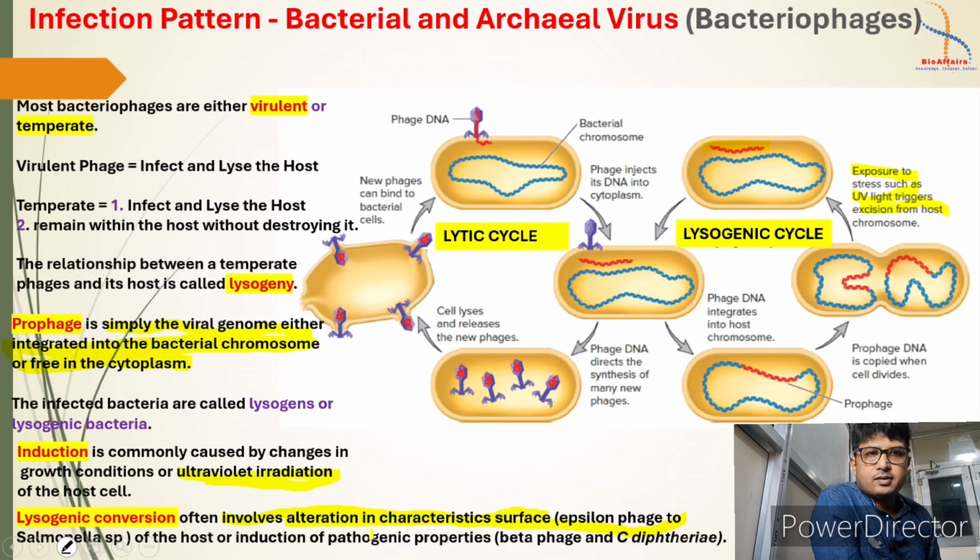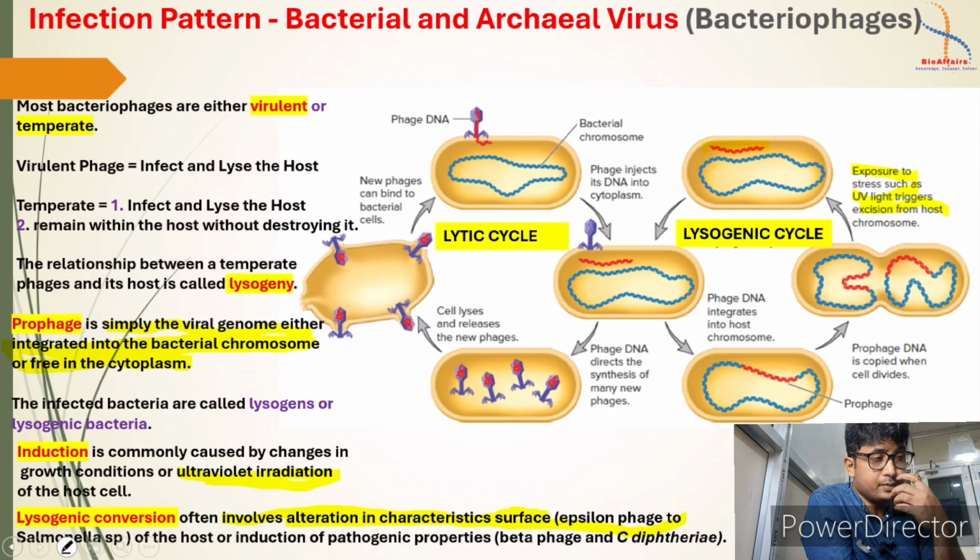So what is lysogenic conversion? I've given two examples here. First, it will change the receptor characteristics. How? See the example epsilon phage, which is specific for Salmonella species. If one epsilon phage infects Salmonella, the first infection will change the receptor sites. So what will happen? The next epsilon phage will not be able to bind the same receptor, even if there is no epsilon phage present after the infection process.